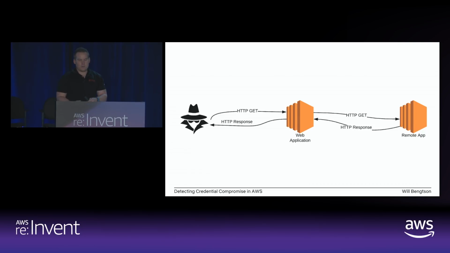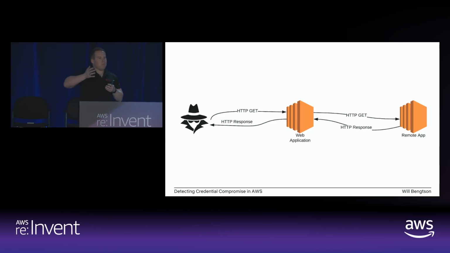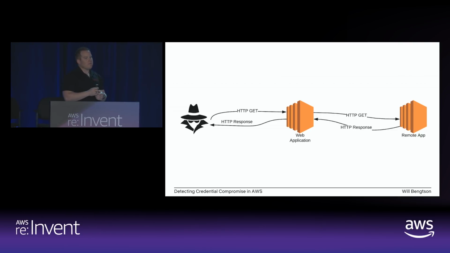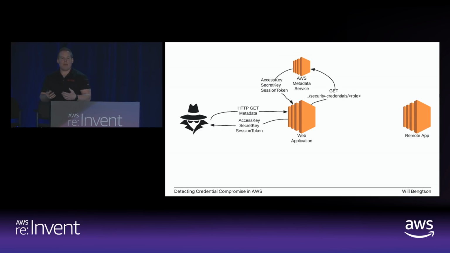You've got a talented individual on the left making a normal web application call. That web application is actually making a remote call to a different app or service, and it's taking the response from that app and service and combining it and then providing it back to you. The talented individual sees this kind of interaction and is able to trick the application to, instead of reaching out to the remote service, reaching locally to the metadata service, most importantly to the security credential call or the security credential path, and then take those access keys back and start using them.